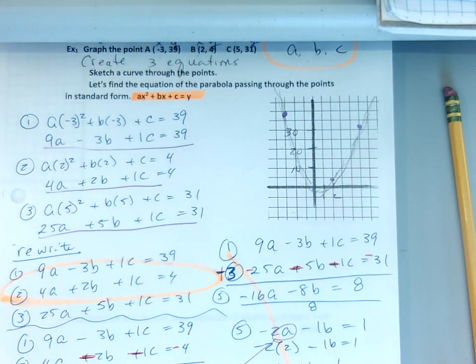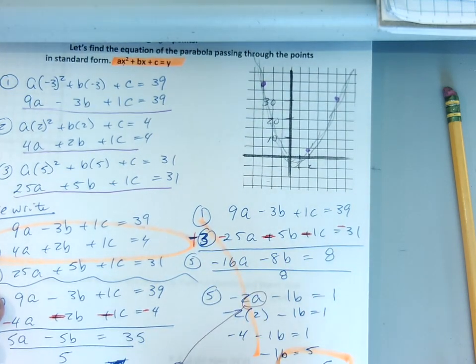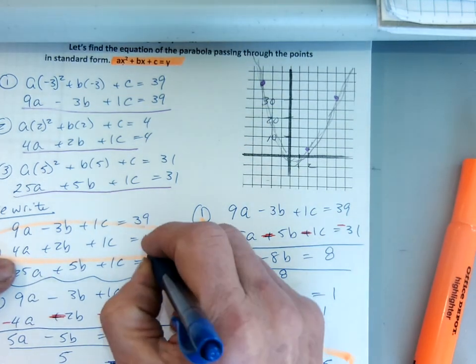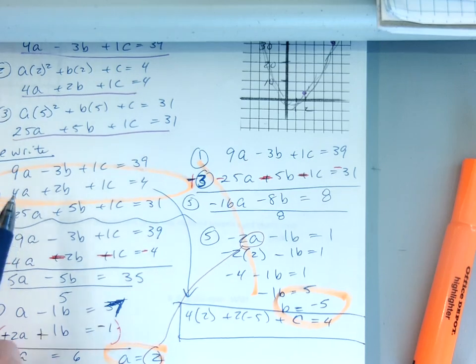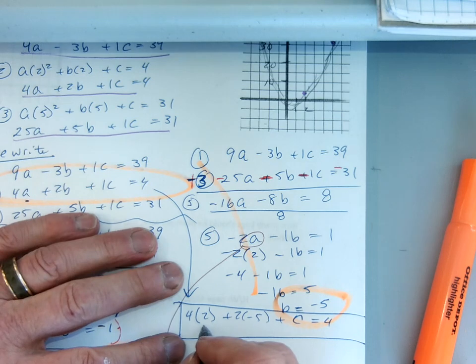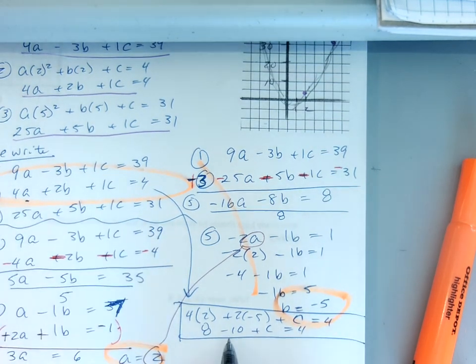And so I will do the work. I'm running out of room, but I'll do the work. How about if I do the work right here? So I'm going to go 4 times 2 plus 2 times negative 5 plus c equals 4. Okay, and I'll slow down. So I put my 2 in for a, my negative 5 for b, 8 minus 10 plus c equals 4. Negative 2, so c is 6.